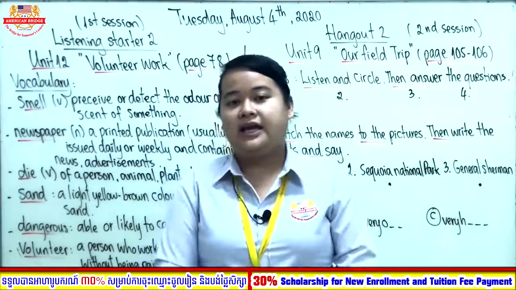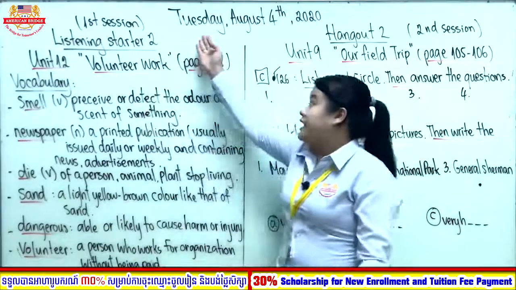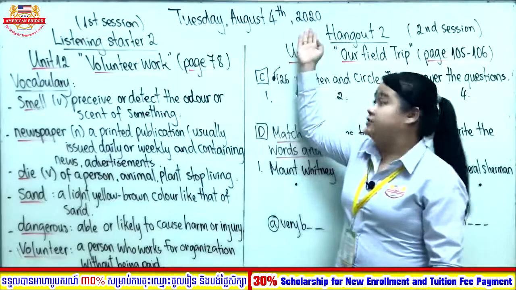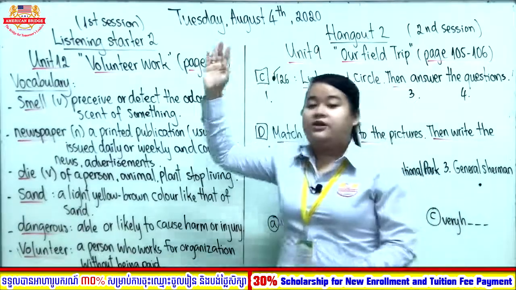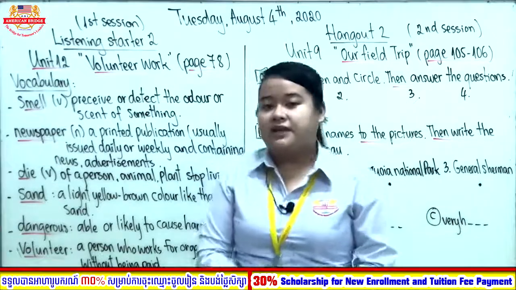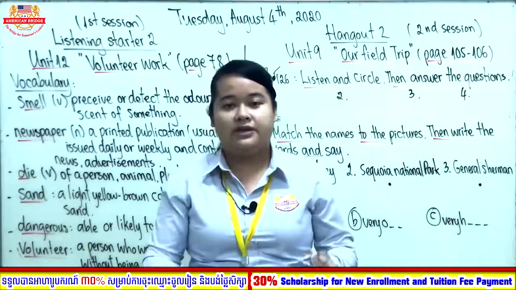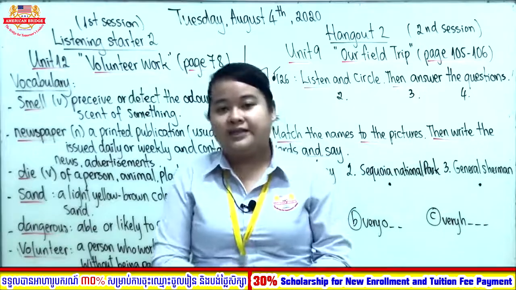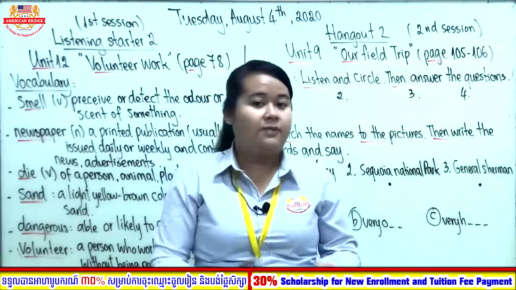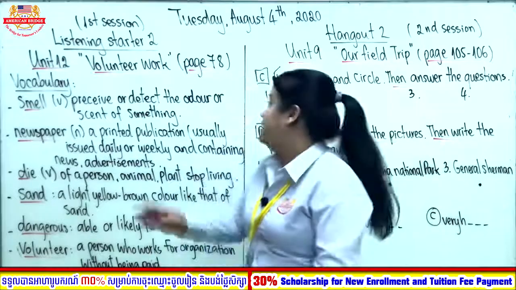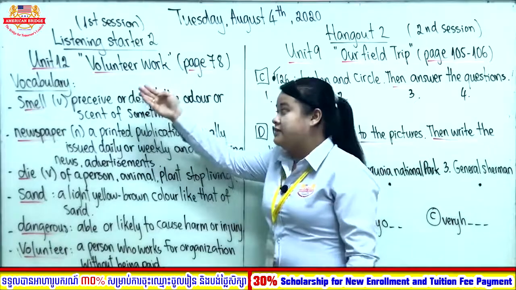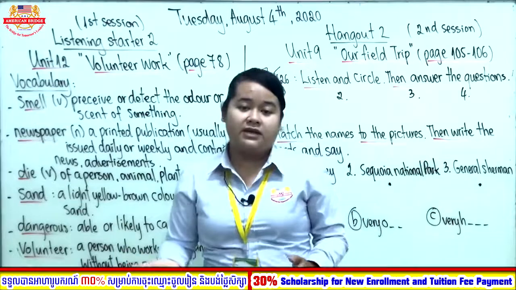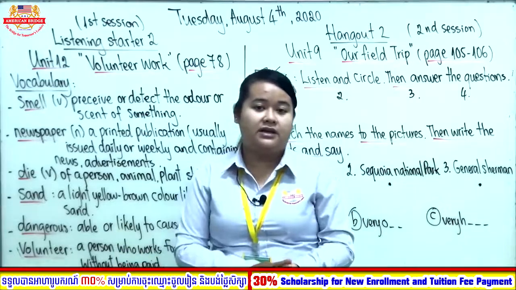Okay, so today is Tuesday, August 4, 2020. So right now let's continue our lesson today. The teacher has a new lesson for you, that we talk about Unit 12, Volunteer Work. So teacher wants you to open your book right now on page 78, that we talk about Unit 12, right? So on that page we have some vocabulary also that you need to learn, right?